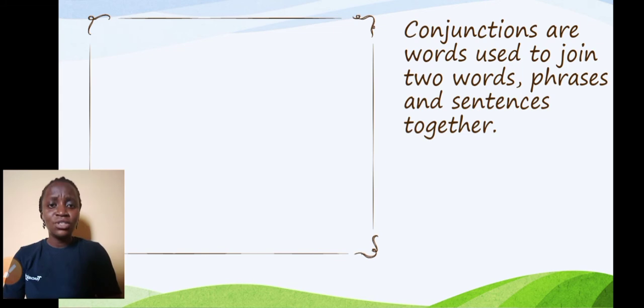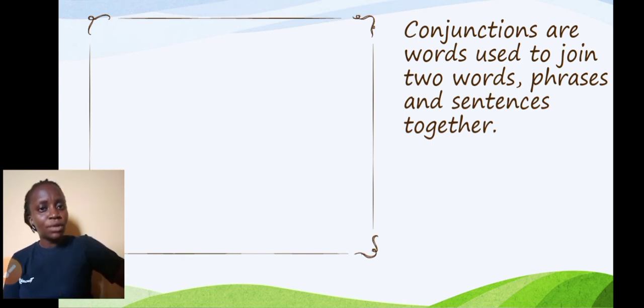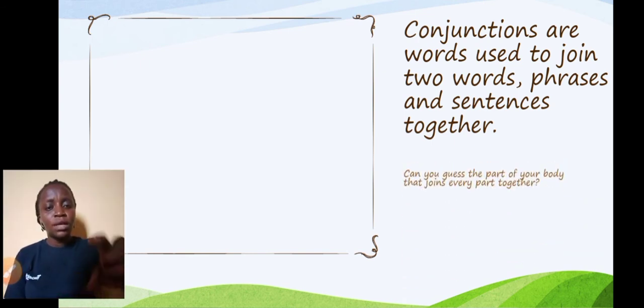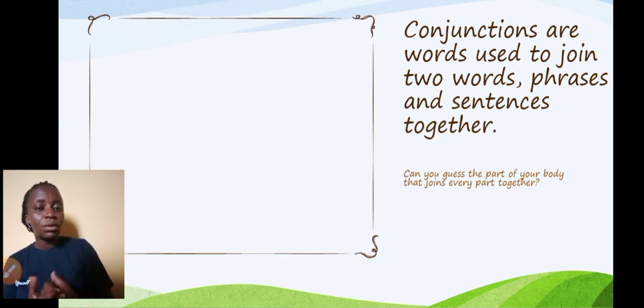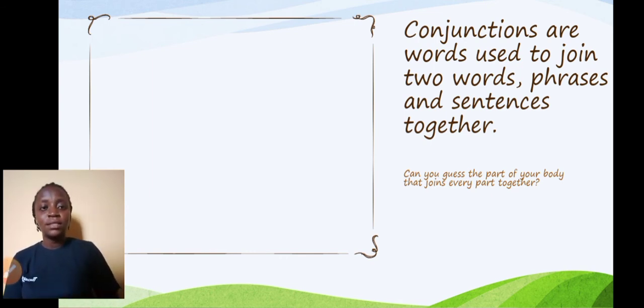Without these joints, you will not be able to stand, walk, sit, write, or do anything. Our bones will just be scattered about. But because we have bones that are joined together, we have a structure, we can do things together. Our body parts can work, our bones can work together. So that's what conjunctions do for us. They are words that are used to join two words, phrases, and sentences together.